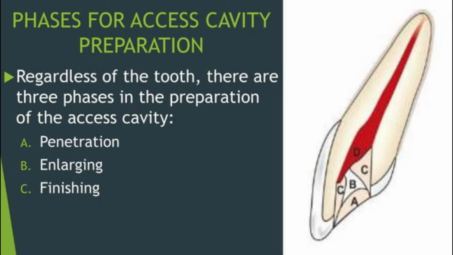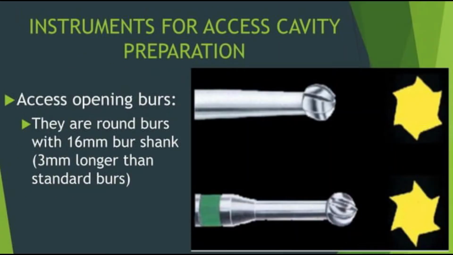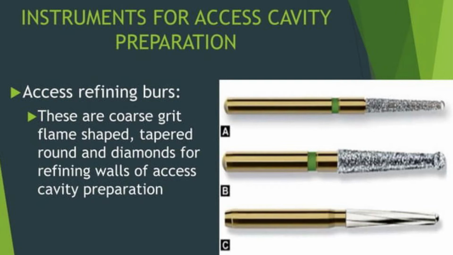What instruments do we need for the access cavity preparation? We need access opening burs. They are round burs with a 16 mm shank, which can be 3 mm longer than the standard burs. We can also use access refining burs. These are coarse grit, flame shaped or tapered round burs for refining the walls of the access cavity preparation.